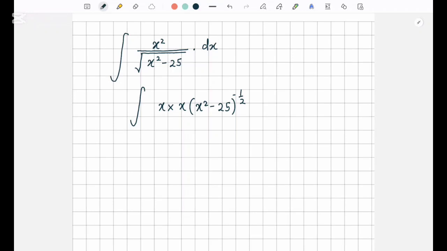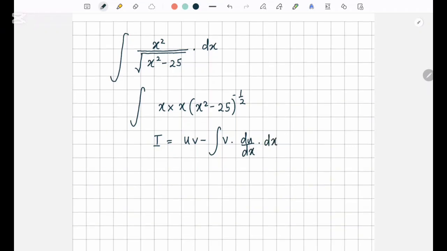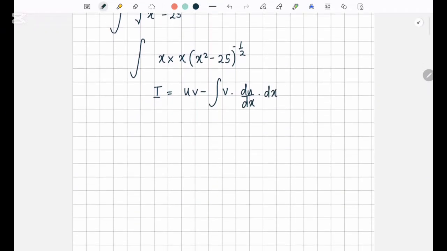Now I'm going to use integration by parts. The formula is I equals uv minus the integral of v du over dx dx. Now let's take one term as u and the other term as dv over dx. So u we can take as x, right? This term over here, because the differentiation of x is 1, and dv over dx we take as x into x squared minus 25, close brackets, to the power minus half.